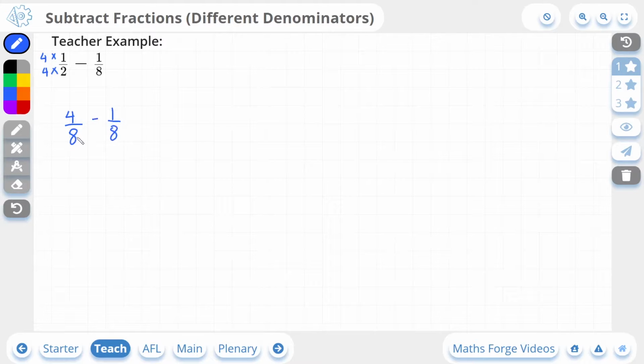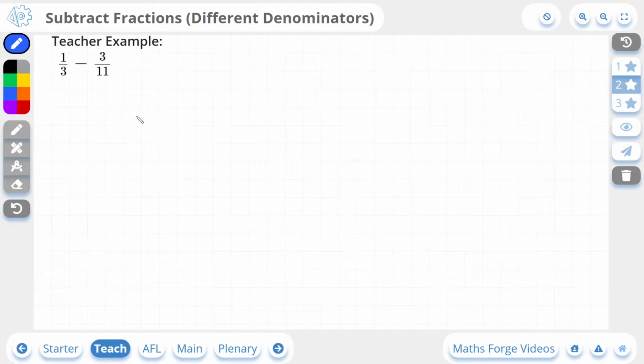And now we have two fractions with a common denominator, 8. So we can just go ahead and subtract them. 4 minus 1 is 3 over the same denominator, which is 8. And if we check our answer, there we go. Now let's take a look at the 2 stars.